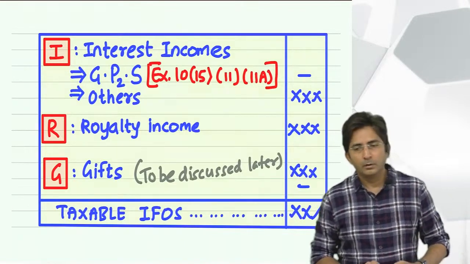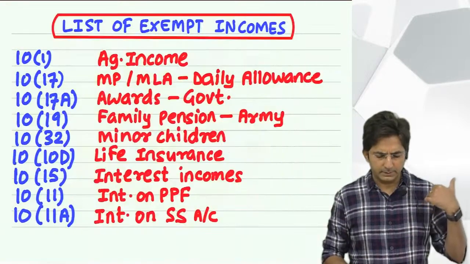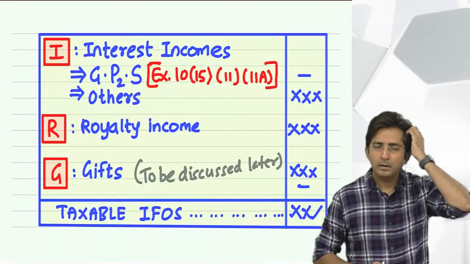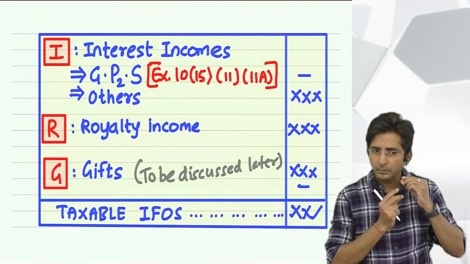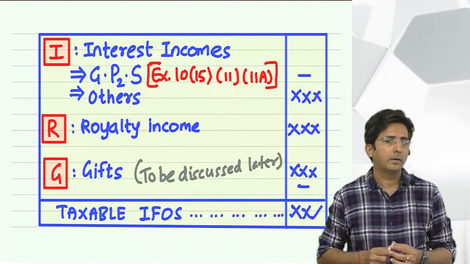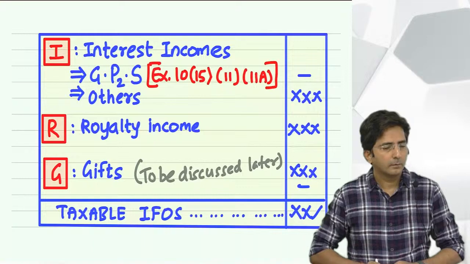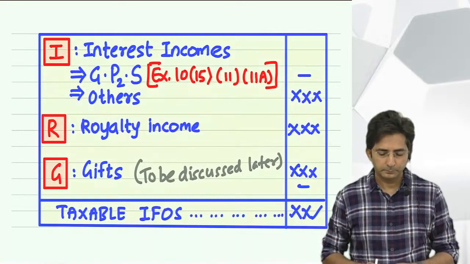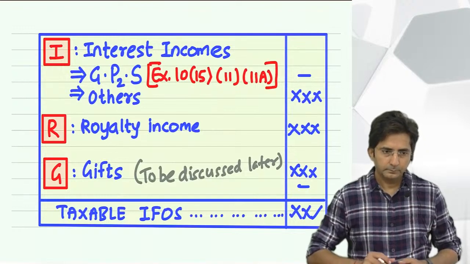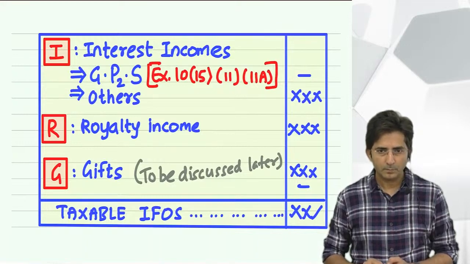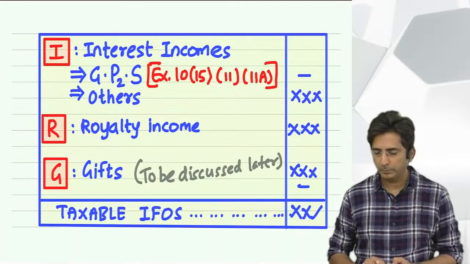Okay, Vanshika, you answer. All exempt incomes, the same thing. Sukanya Samriddhi account. Correct, correct, good.